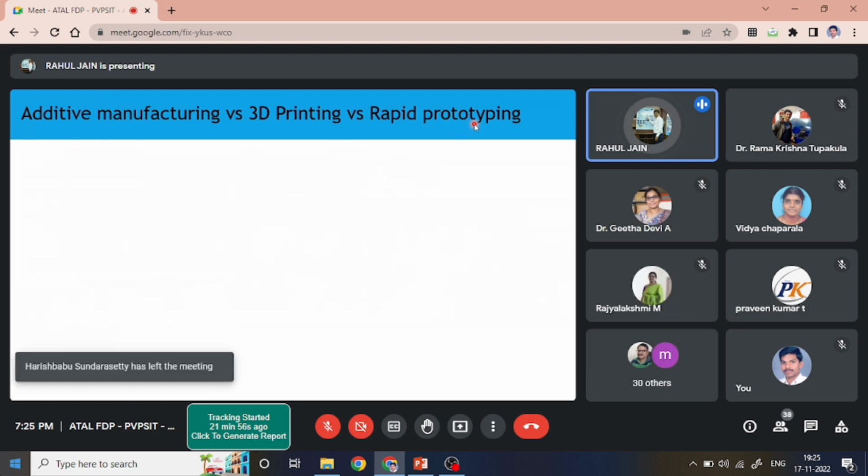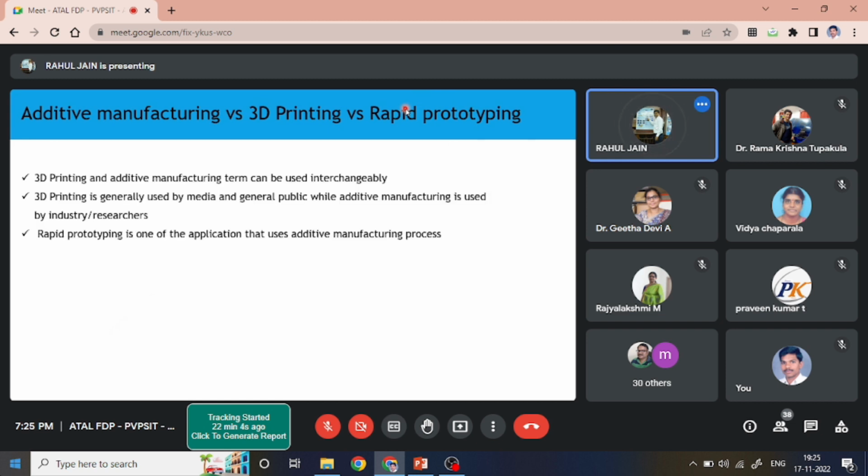And then there is another word which people use, which we call rapid prototyping. So let us first try to get clear what these different terminologies mean, right? So 3D printing and additive manufacturing are basically synonyms and can be used interchangeably, right? So whether I'm saying 3D printing or additive manufacturing, I'm talking about the same process. Then what is the difference? The difference is very simple.